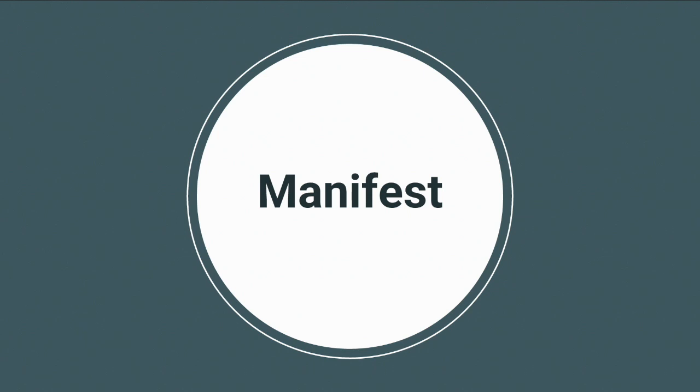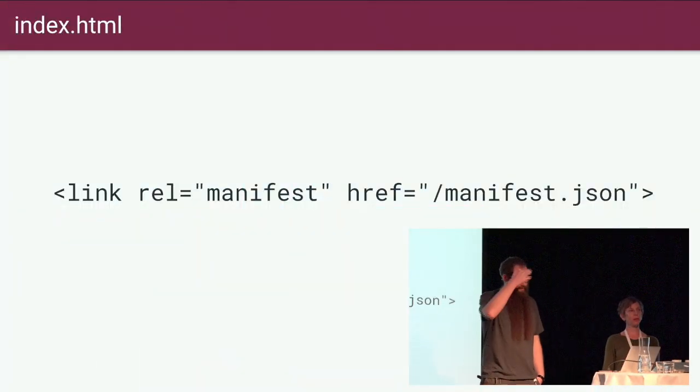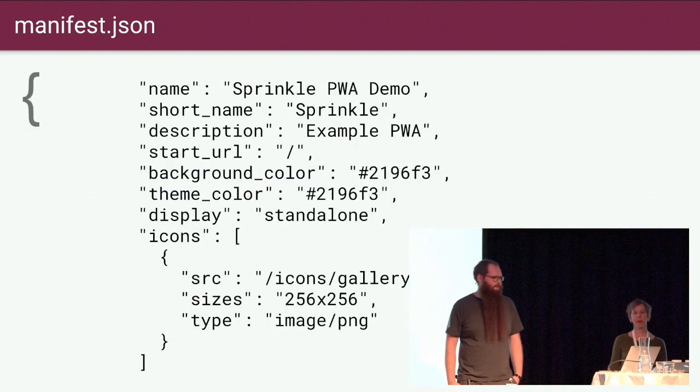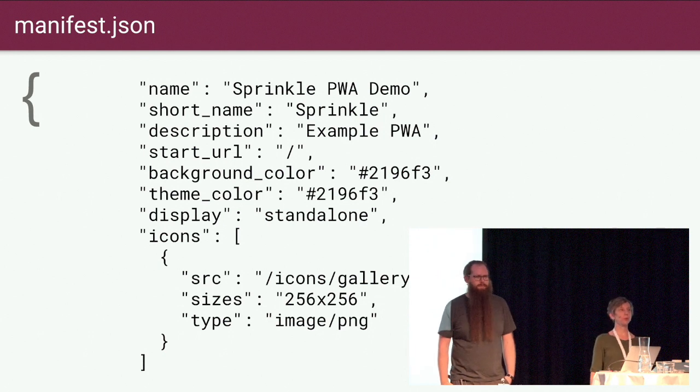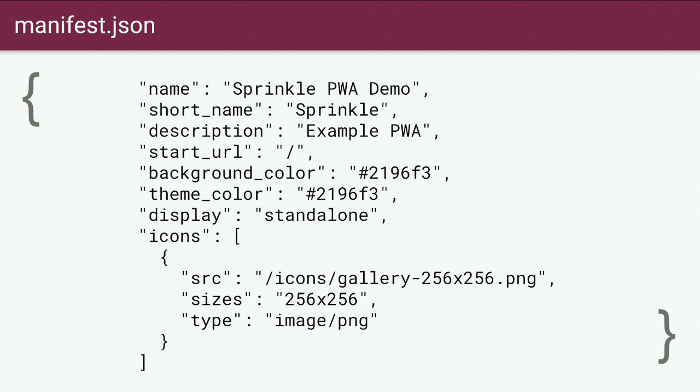So the manifest is the last piece of a progressive web app, and much more simple than service workers or the push API. The manifest is just a file that you have in your app that you link to in your HTML. And the manifest allows you to configure what your home screen icon will look like, and allows you to configure some options about how your app is going to display on a mobile device.